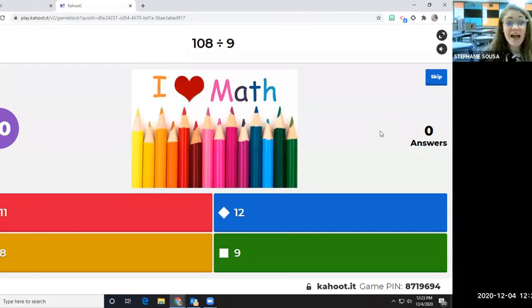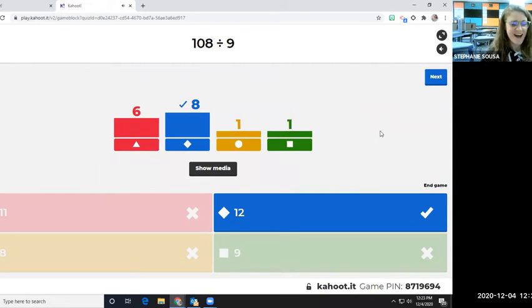108 divided by 9. It's a challenge. Josh is praying about the answer. He's praying first. Q's rubbing the hands. 12.